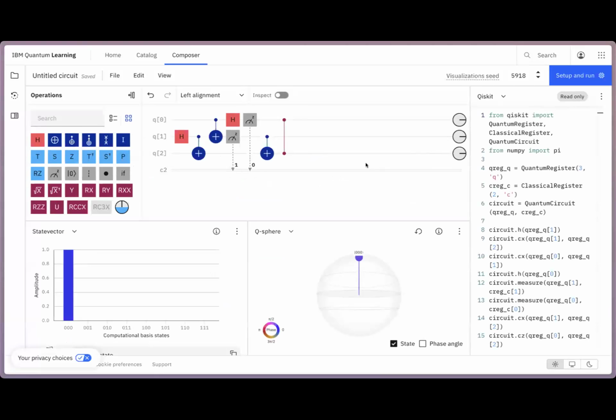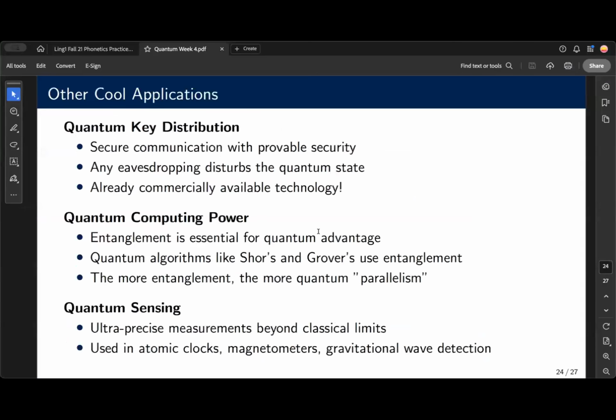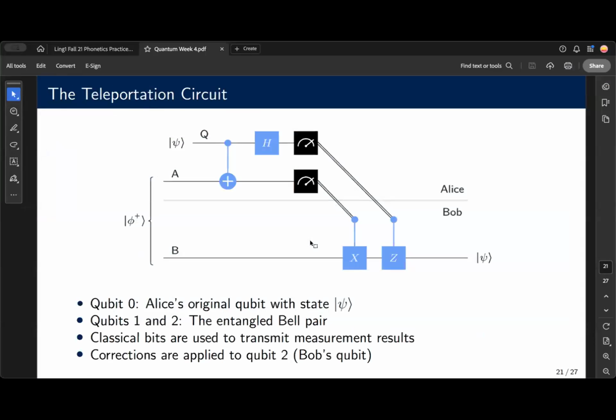Right, so let's look at the circuit. Reviewing the circuit once again, we have the Bell state that we built earlier, but in this case we would have 3 different qubits, and the Bell state is formed using the second and the third qubit.